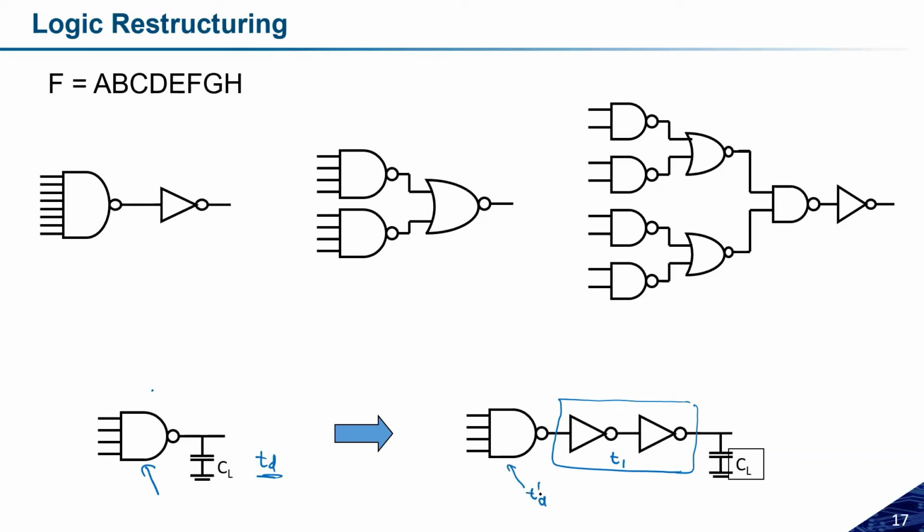TD is nothing but TD dash, the delay without self-loading, plus TD self-loading. If this TD self-loading is greater than T1, then this design is poor. Our objective should be that the delay of this buffer is less than the delay due to the self-loading. If we can achieve that, then the overall delay will be reduced.